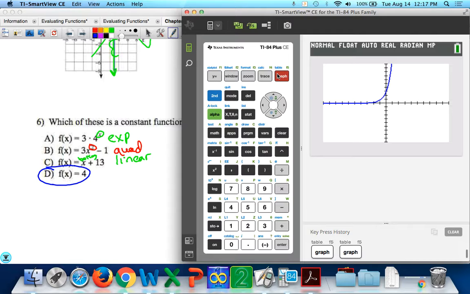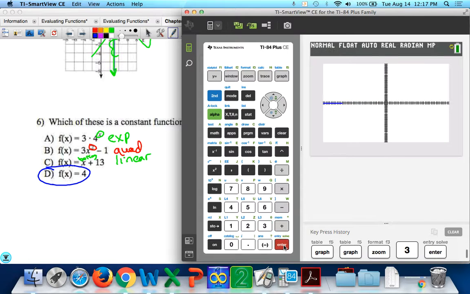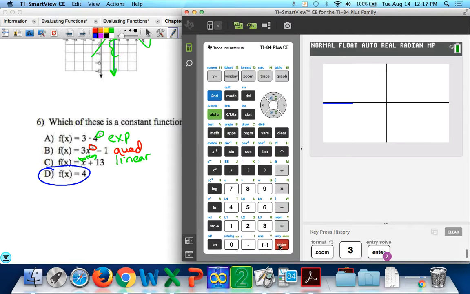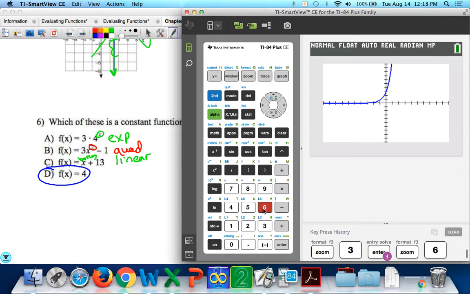Now, here is an issue. Let's say your window is really messed up. Let's say whenever you go and graph, you get something crazy like this, and you can't see what's going on. You're like, oh gosh, my graph didn't turn up. That's going to happen to some of you tomorrow on the test. How you fix that is you press zoom, and then you'll see number 6 right here says standard. Zoom 6 will start you back on a 10 by 10 window.